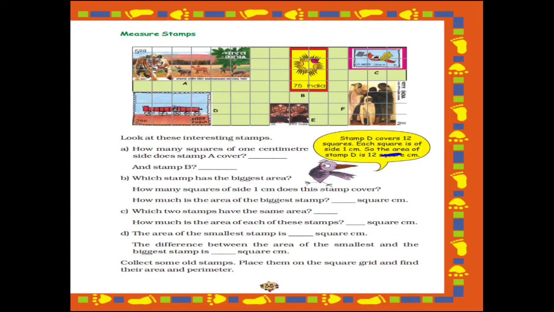We have seen perimeter, right? The perimeter was the length of the outer boundary, but the question is, what is area? What is the meaning of area? See, when you consider this stamp, the internal region is known as area. The outer boundary is known as perimeter and the internal region of a shape is known as its area. So the area of this stamp D is 12 square centimeter. And one more thing, whenever you write an area, the unit of area is square centimeter, or you can also write centimeter square, right? So this is the unit of area.